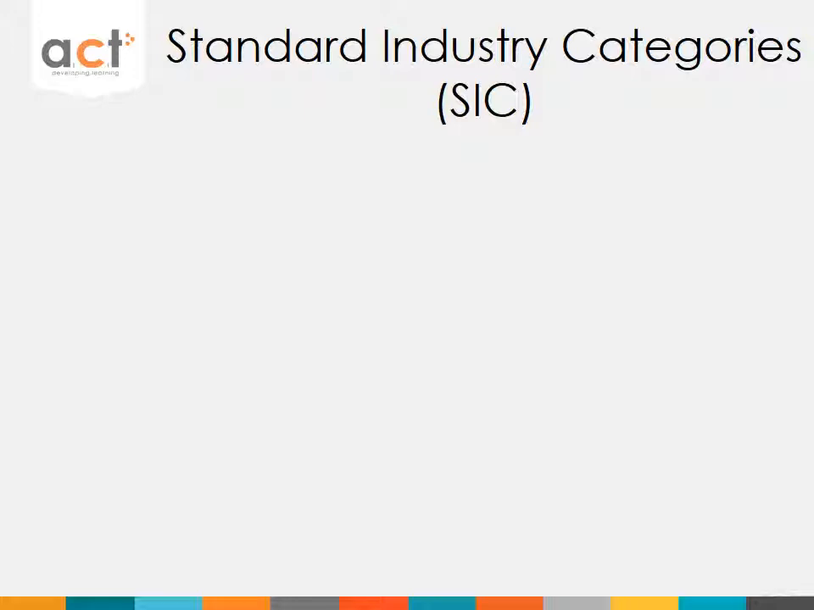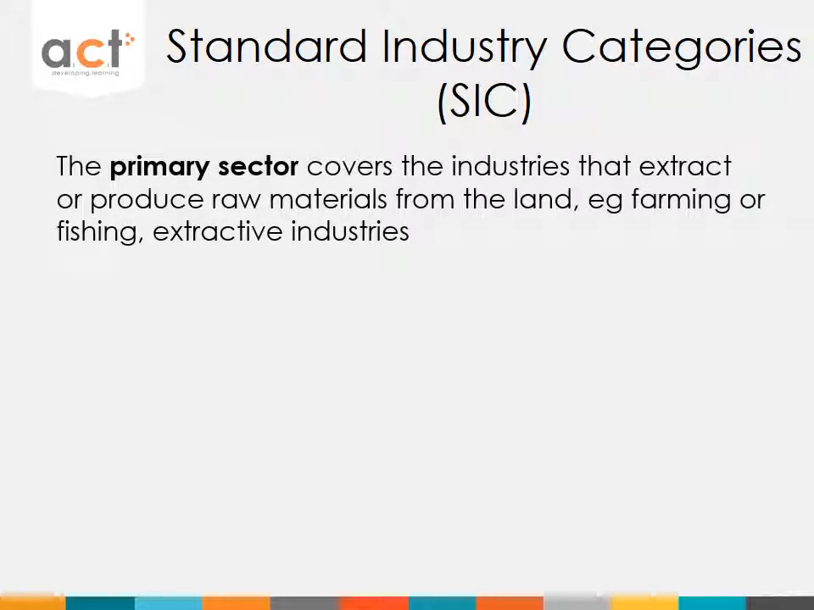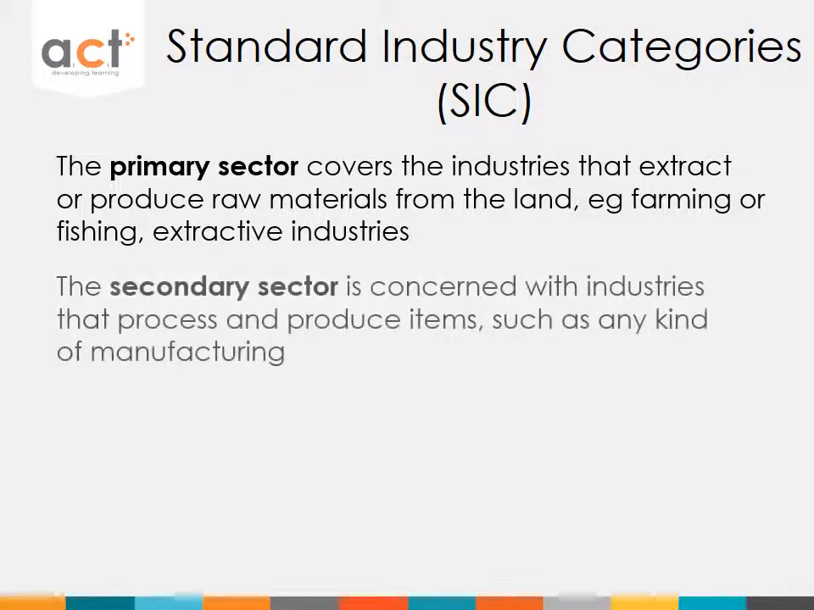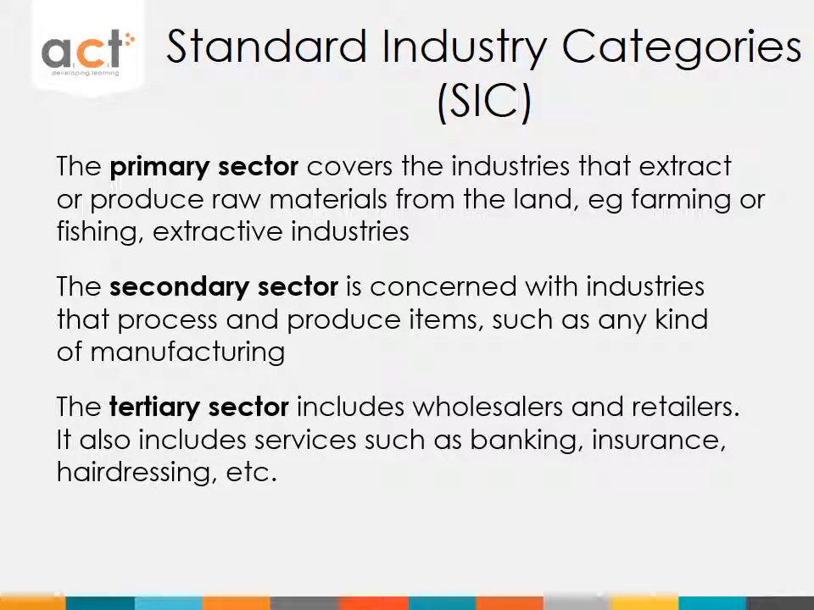A common way of grouping organisations is by the industry sector in which they operate. The primary sector covers the industries that extract or produce raw materials from the land, for example farming or fishing. The secondary sector is concerned with industries that process and produce items, such as any kind of manufacturing. The tertiary sector includes wholesalers and retailers. It also includes services such as banking, insurance, and hairdressing.